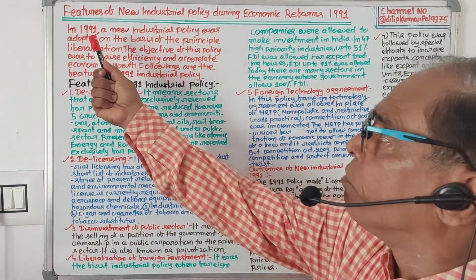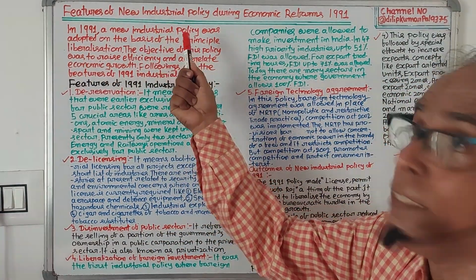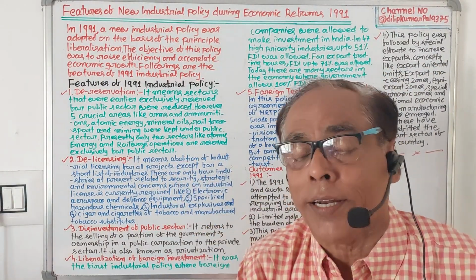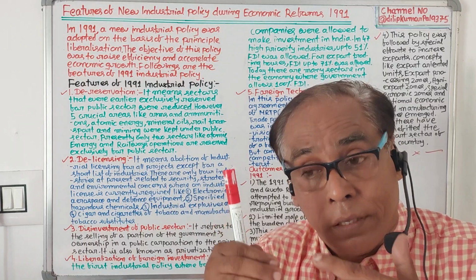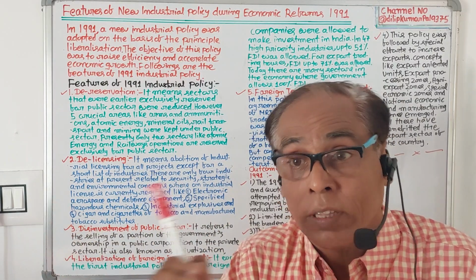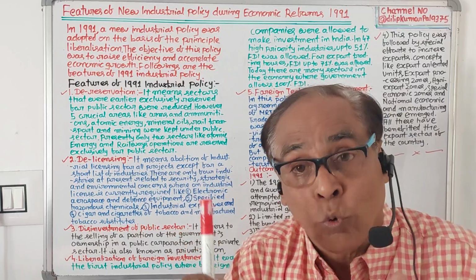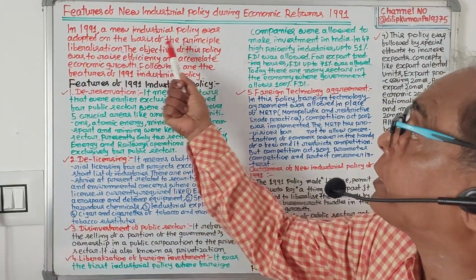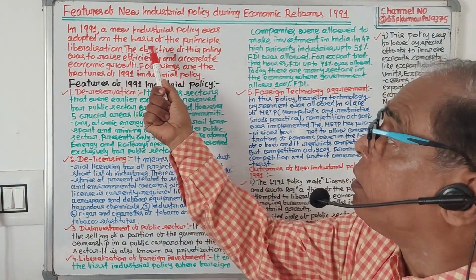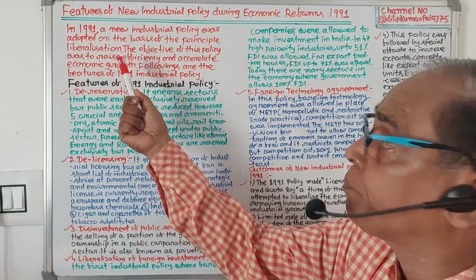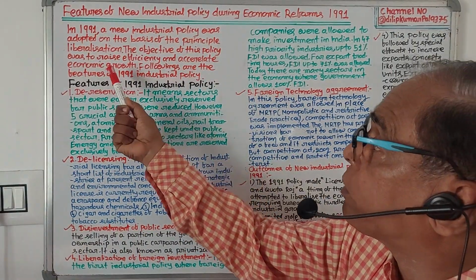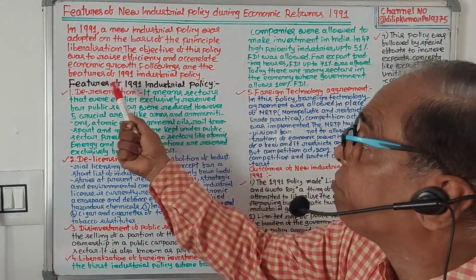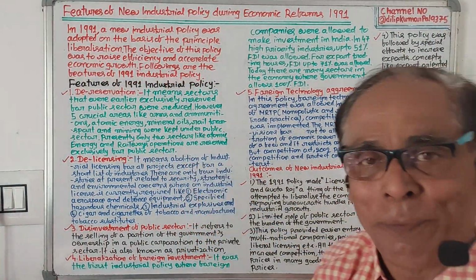Let us start. Features of New Industrial Policy during Economic Reforms 1991. In 1991, a new industrial policy was framed on the basis of liberalization. So, what are its features? In 1991, a new industrial policy was adopted on the basis of the principle of liberalization. The objective of this policy was to raise efficiency and accelerate economic growth. Following are the features of the 1991 industrial policy.